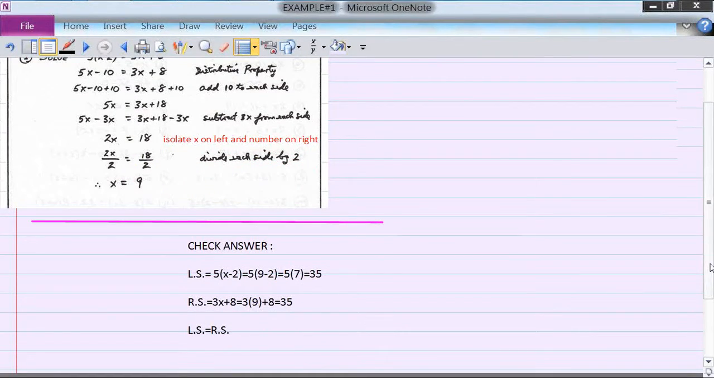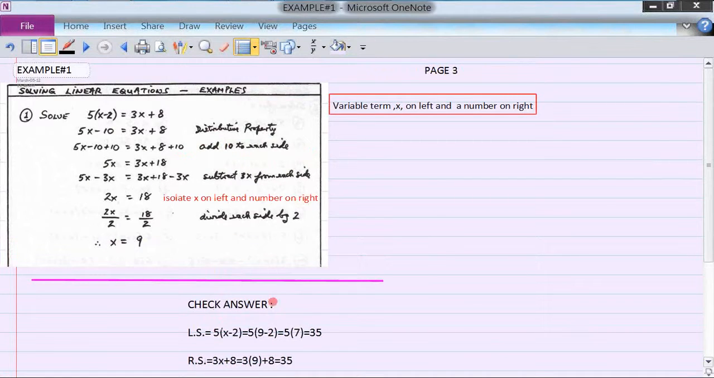Now let's check the answer. We look at the left side. The left side says 5x minus 2. So I write 5x minus 2. Instead of the x, I write 9 because I've got it here. So 9 minus 2 is 7. 5 times 7 is 35.